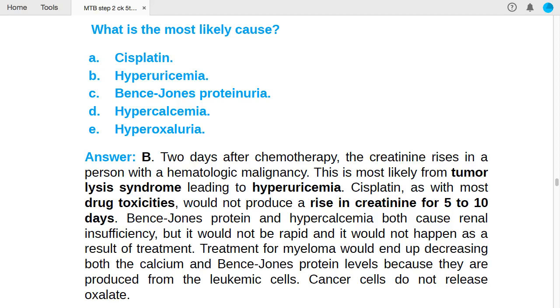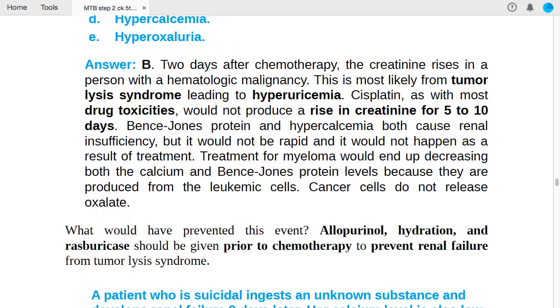Now, what would have prevented this event? What should we use in that case in order to prevent this hyperuricemia? We can use allopurinol, we can use hydration, and rasburicase should be given prior to chemotherapy to prevent renal failure from tumor lysis syndrome. We know very well that we are going for the treatment of our tumor patient, mostly hematological tumors like a multiple myeloma patient, and we are going to use this chemotherapeutic agent.